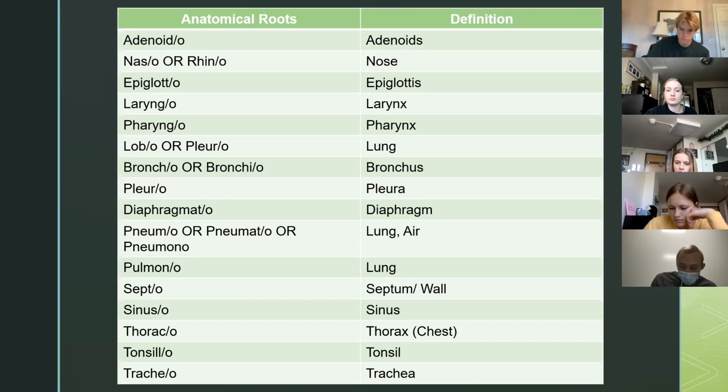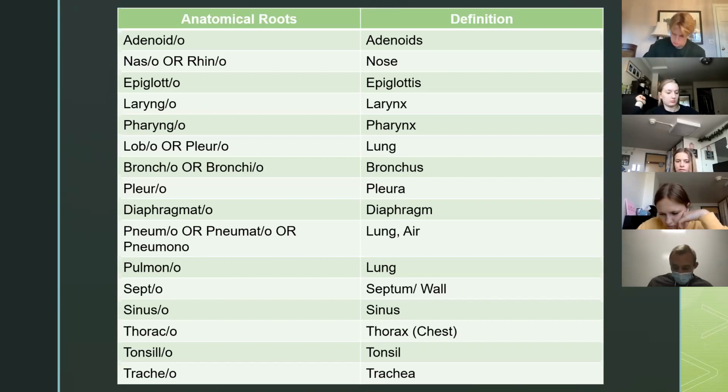Then we have pharyngo, the root word for pharynx. If I have pharyngitis, I have an inflamed pharynx. Now here's the deal. When we talk about lungs, there are like 6 different terms for the lung, if you can believe that. We have lobo or pleuro, which means lung. Broncho or bronchio, which means bronchus. Sorry, pleuro, which means pleura.